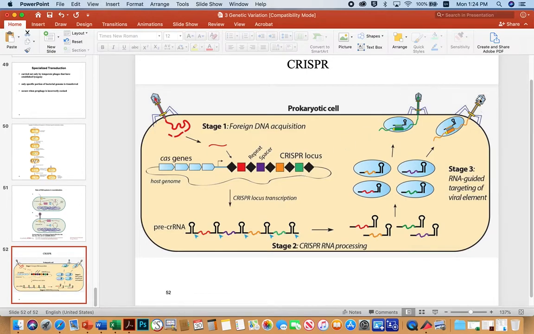If new phages infect and inject their genetic information, you'll get CRISPR locus transcription, and so it'll look something like this. Here's your pre-CRISPR RNAs. Cas proteins will cut these at specific places to produce the mature CRISPR RNAs. These mature CRISPR RNAs will then associate with RNA guide proteins and nucleases. And so when these things detect incoming DNA, they can form hybrids, and these double-stranded hybrids then mark the incoming DNA for destruction.